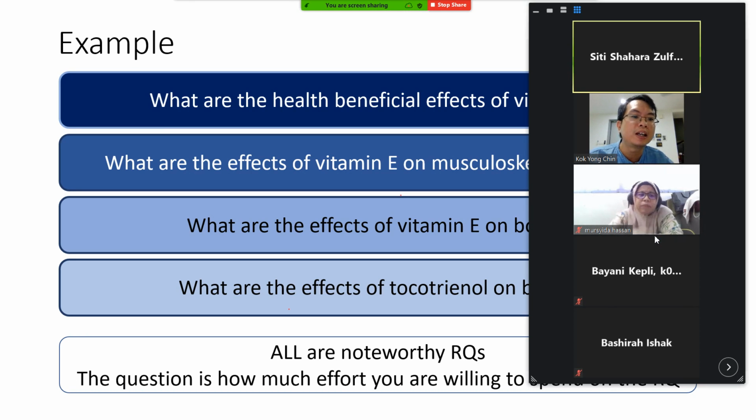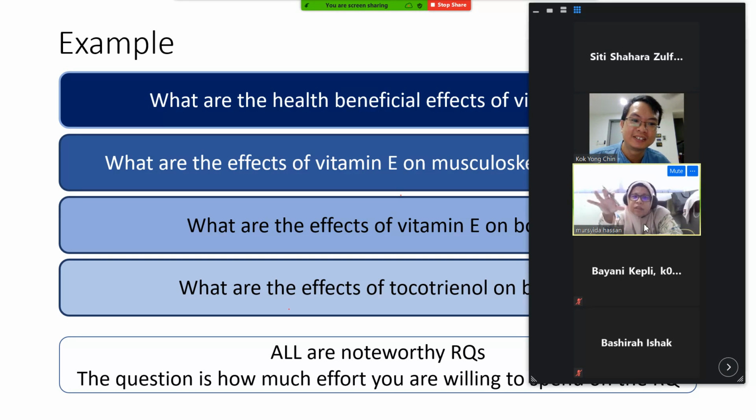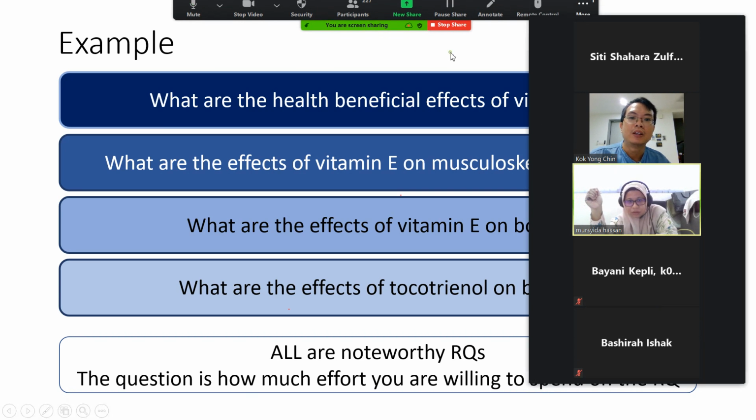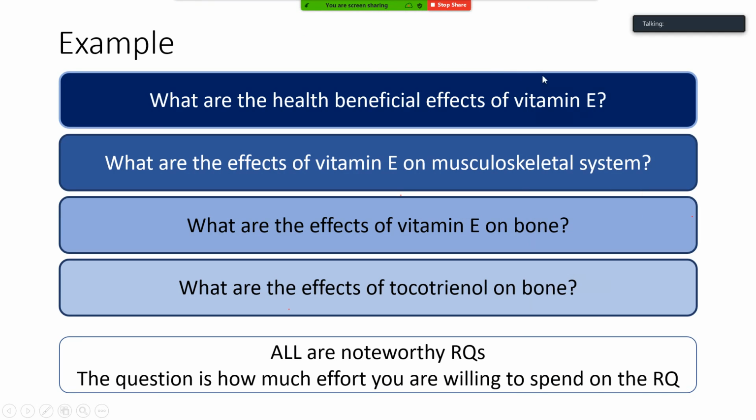Okay, Moshida, I can't hear you. Yeah. The level of specificity, the level of narrowing of the scope. As you tone down, the first question is a broader term, the second is more specific, and then it becomes narrower. Yeah, it's narrower, that's correct. Thank you, Moshida, for contributing. Okay, so all of them are good research questions.